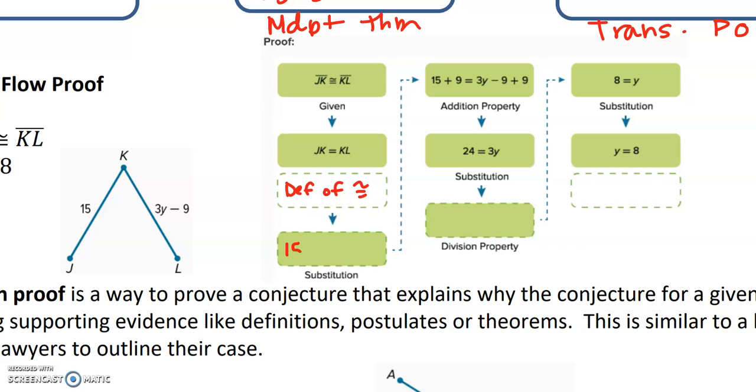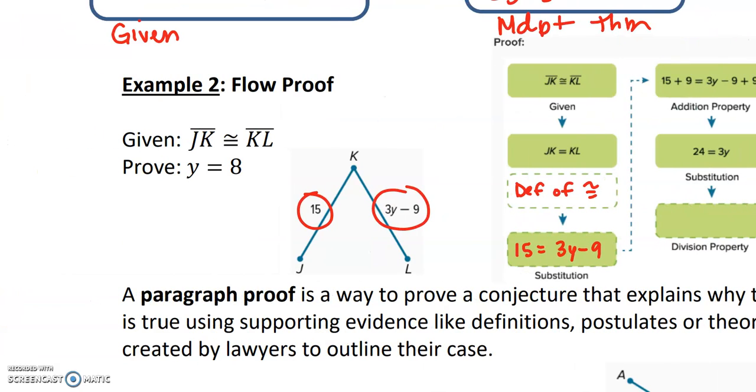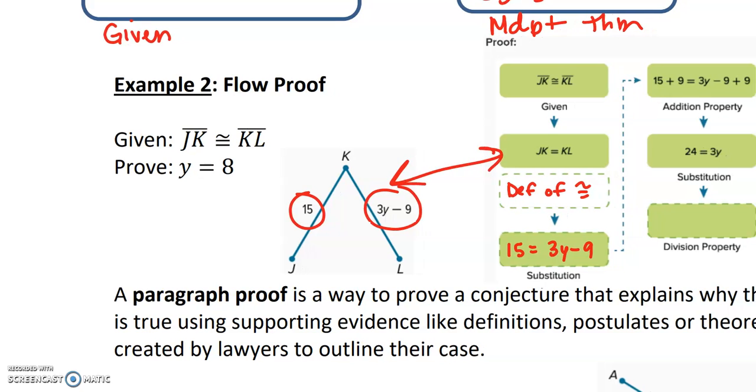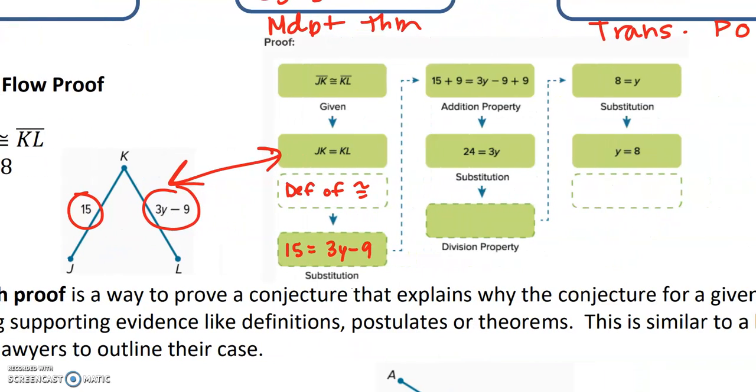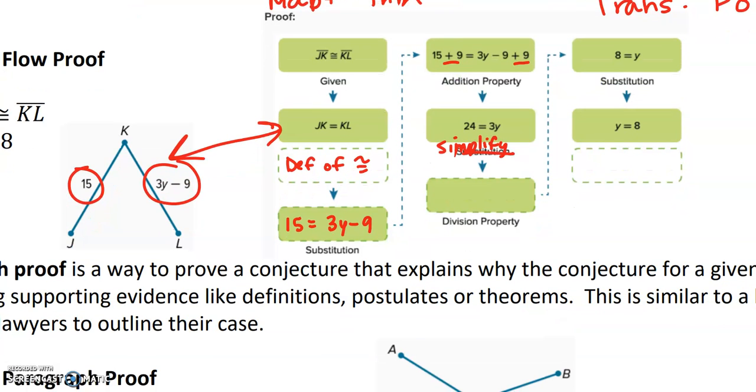We have 15 equals, so we're plugging in these values here for JK and KL is equal to 3y minus 9. So a lot of times we're going to use our picture and we're going to kind of use what is already given to get to that next statement. Next up, they're using the addition property. They're adding 9 to both sides. Then they call it substitution. I would call that more simplify at that point. So just kind of getting into the habit of what you might see as more simplify.